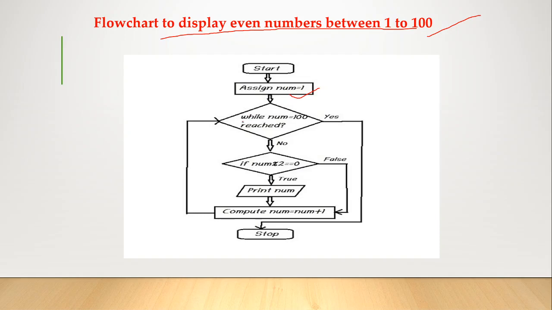Then the next step is the decision box, and in the decision box, the condition is: while num equal to 100 is reached. If this is yes, then we exit or stop the program. If this is no, then we check whether number %2 equal to 0.